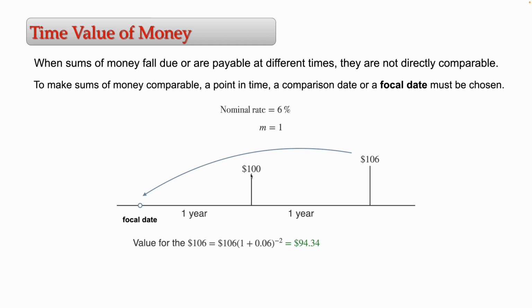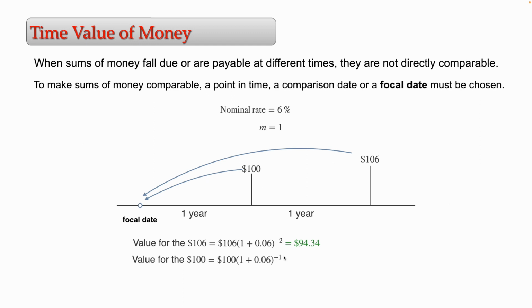Then I'm going to do the same with the other amount. I'm going to compute the value of this amount at the focal date. And of course, to go to the focal date, I will need to move backward in time. So again, I'm going to compute the value here, and I will need to use the formula of present value. To compute the value for the 100, I will use 100 and the present value formula. So it will be 100 times (1 plus 0.06) to the power negative 1.